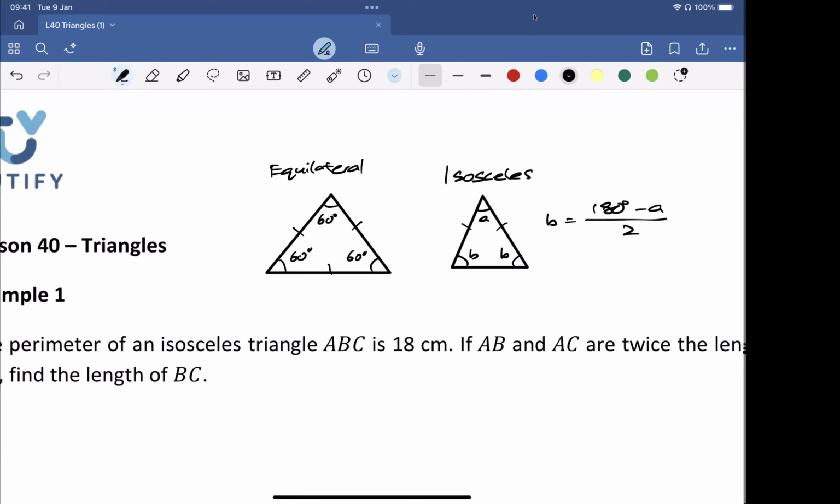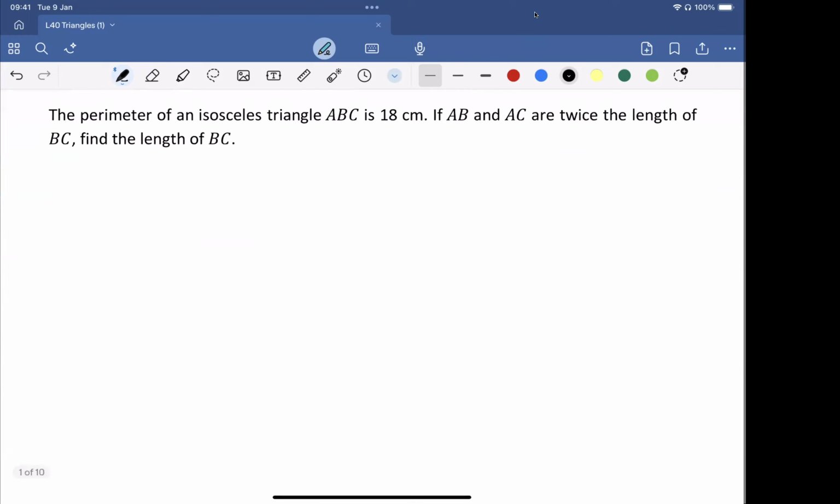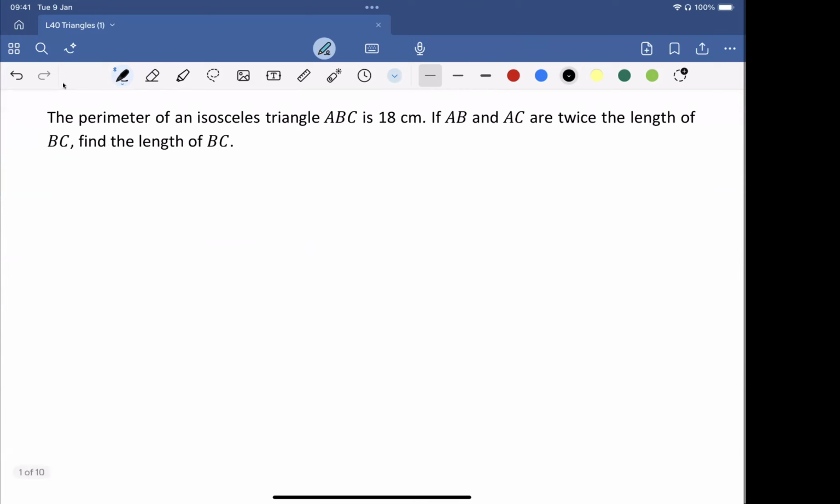Does anyone have any questions? All right. So let's try example 1, shall we? They say that there's an isosceles triangle. So let's draw an isosceles triangle since they did not give us a diagram. So this is an isosceles triangle. Two sides are the same. They say that the perimeter is 18 cm.